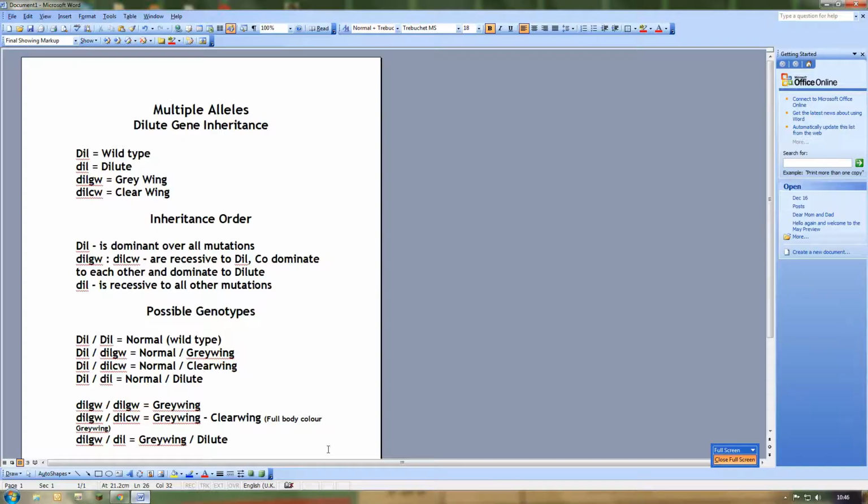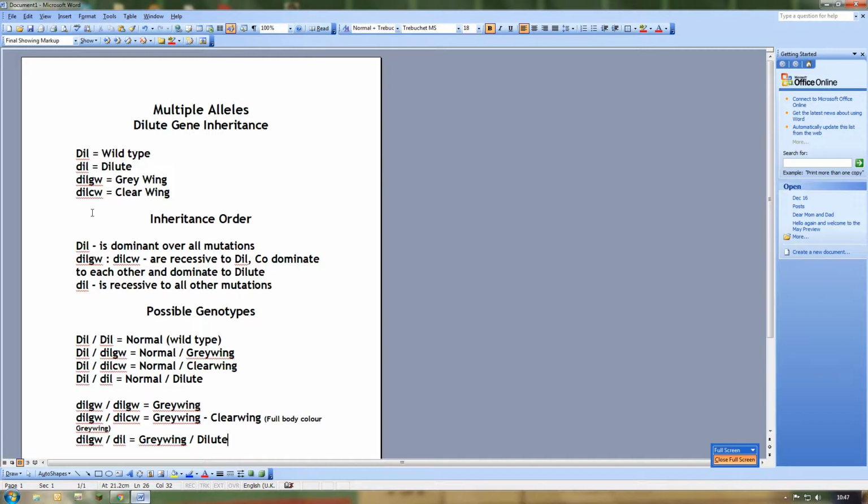So if I open up this Word document in here, we've got an explanation of how the multiple alleles around the dilute gene inherit. So there are 4 possible genomes for the dilute mutation. Up the top here you can see we've got the normal wild type, where the dilute gene hasn't mutated at all. We've got the dilute mutation, and then we've got the grey wing mutation and the clear wing mutation, and I've written down the side here the various abbreviations that we're going to use when we come to the Punnett square and for future discussion.